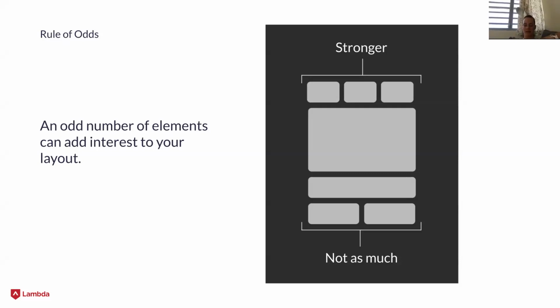Yeah. You have both even and odd groupings within this one example, and the example itself as a whole looks pretty cohesive because it is an odd number.